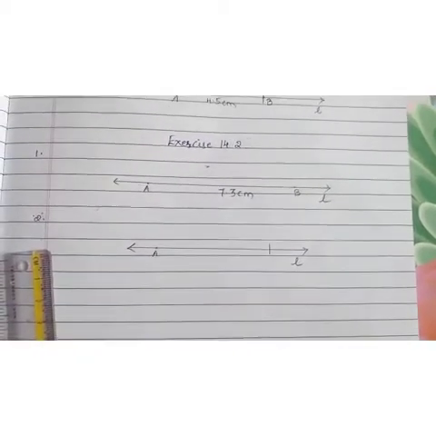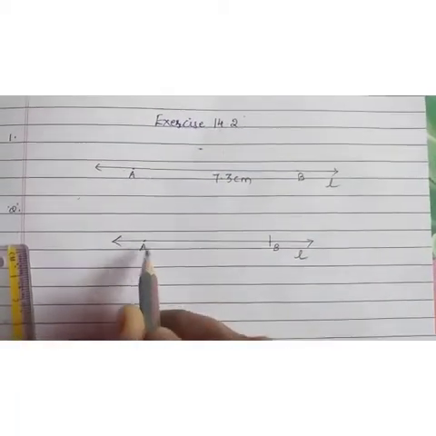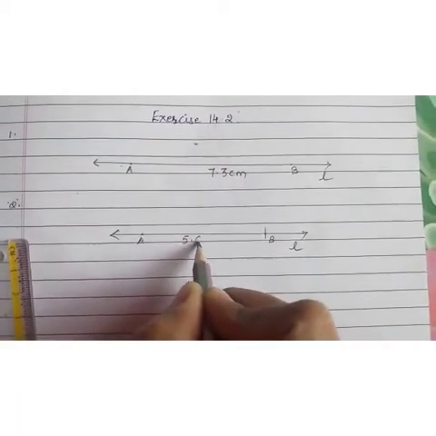So here you get a point, isn't it? So mark this point as B and the length of AB is 5.6 centimeters. I hope you all are understanding.